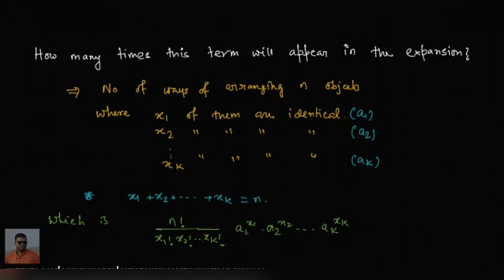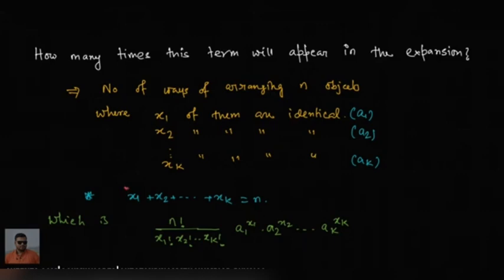And each term would contain x1 number of a1, so there would be a1 to the power x1, a2 to the power x2, and so on till ak to the power xk. So this particular term would appear this many times. So this has to be the coefficient of this term. Okay. Now how many terms will be there?